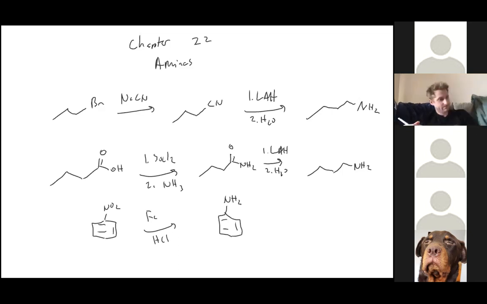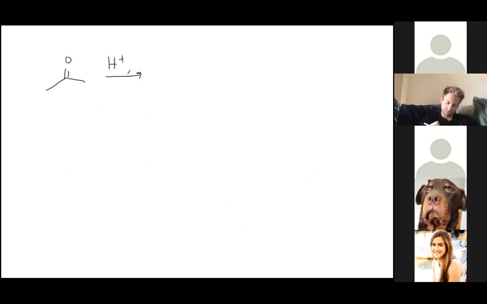We also know how to make it through imines. So taking a ketone, throwing in some sort of amine, primary, secondary, doesn't really matter, can give us an imine here, followed by LAH or H2 and platinum, can give us amines here.